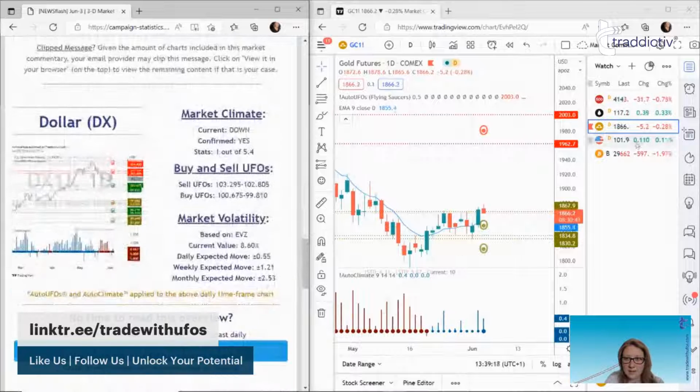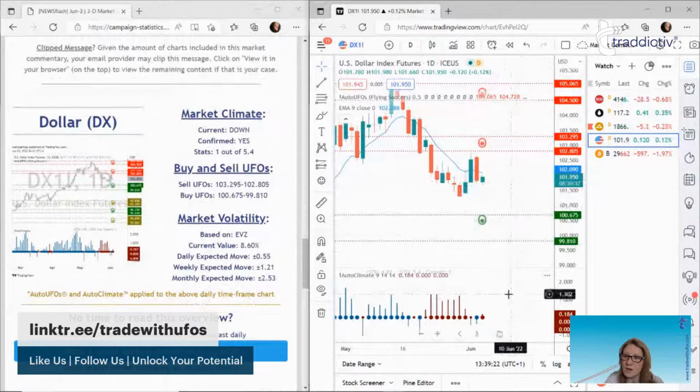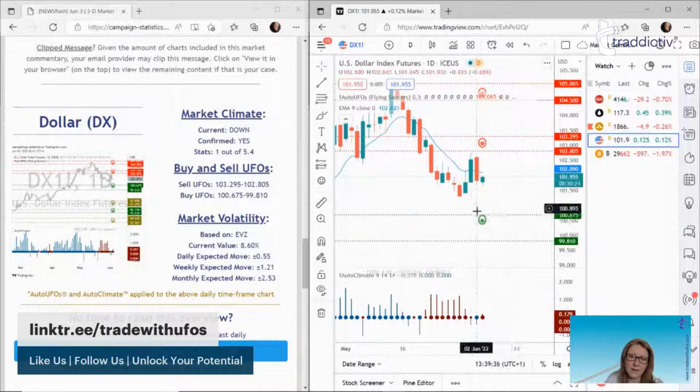So the next market is the US dollar. Let's load this. There we go. With the US dollar, we have a thick red dot probability downwards. Now we have sellers here between 103.295 to 102.805. And we have buyers down here at 100.675 to 99.81. Overall, unlikely that we'll hit either buyers or sellers today. So probability now is to the downside coming from the climate.